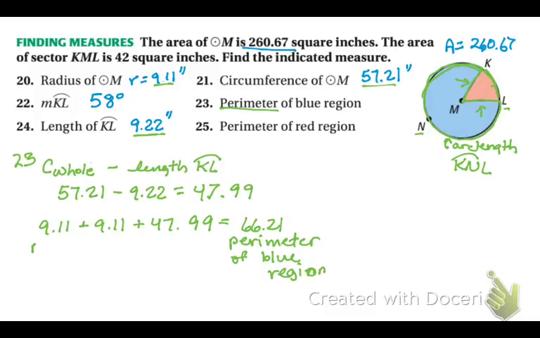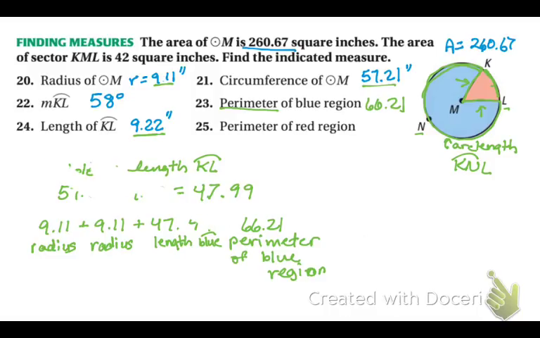Remember, this is radius, the other straight part of the pie, plus the arc length of that whole blue piece. Okay, so the perimeter of the blue region is 66.21.